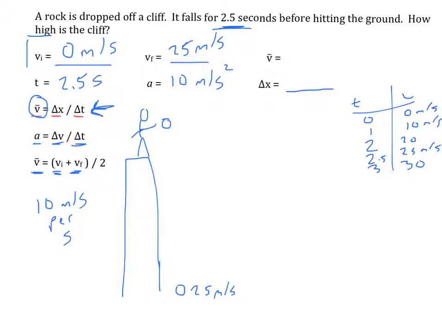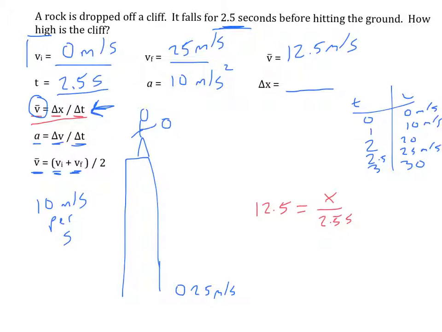So knowing that, I should be able to find the average. It's just the average of 0 and 25, which is 12.5. So the average velocity is 12.5 meters per second, and it's falling for 2.5 seconds. So now I can use this equation, which says the average velocity is 12.5, and we do not know how far it's traveling, but we know it travels for 2.5 seconds.